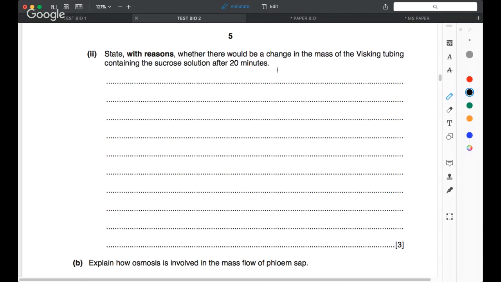There would be no other change. So no sucrose is going to leave. Yeah, good. So sucrose is too large to leave. Okay. Is that a point? Yeah.